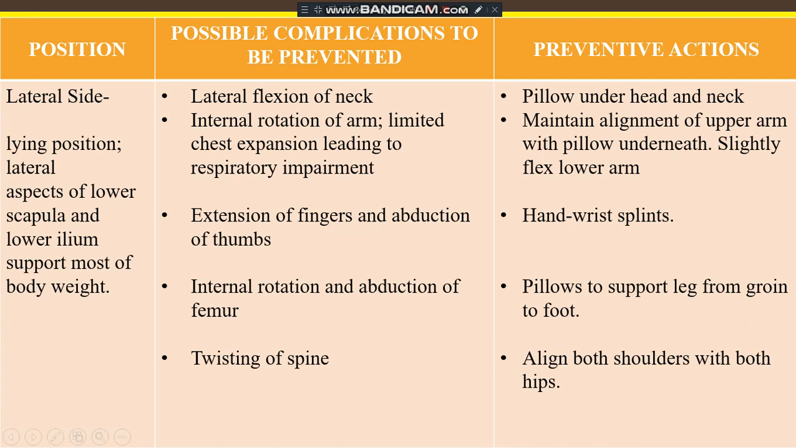Now extension of fingers and abduction of thumbs. In order to prevent that, we simply use a hand wrist splint. Now internal rotation and abduction of femur may happen. In order to prevent that, pillows to support the leg from groin to foot can be placed. Then twisting of spine may happen. In this, we have to align both the shoulders with both hips. So alignment should be proper.